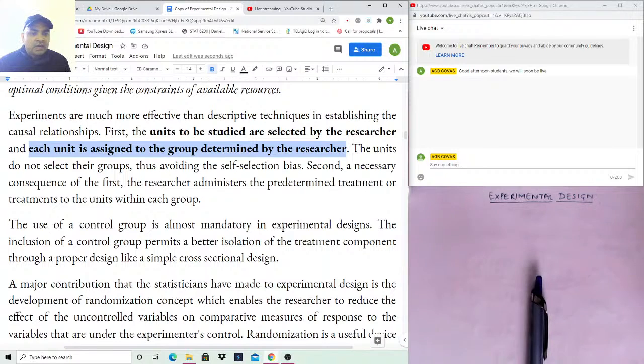Then each unit you can assign to a group in which you are going to give some treatment or preconditions. So the units do not select their groups, thus avoiding self-selection bias. Second, as a necessary consequence of the first, the researcher administers the predetermined treatment or treatments to the units within each group. So that is what I was saying, that it is the investigator who decides which group the treatment will go to.